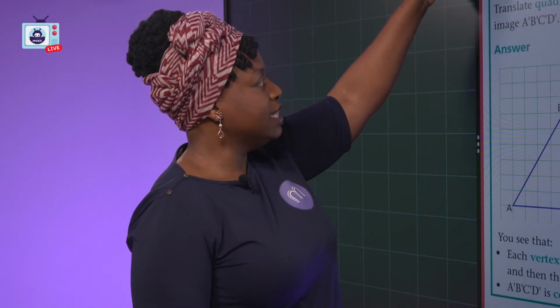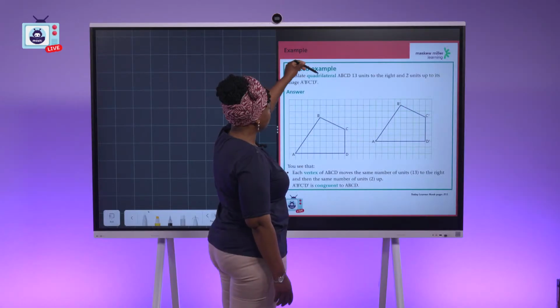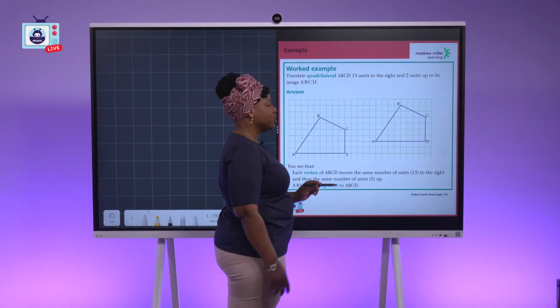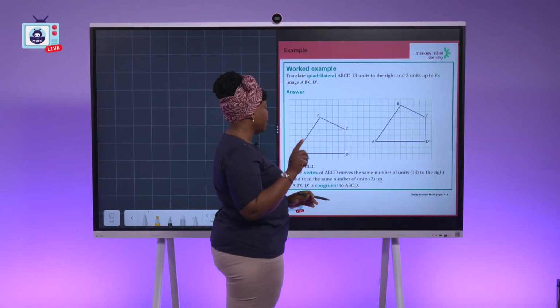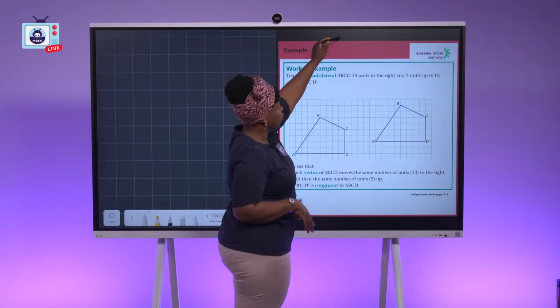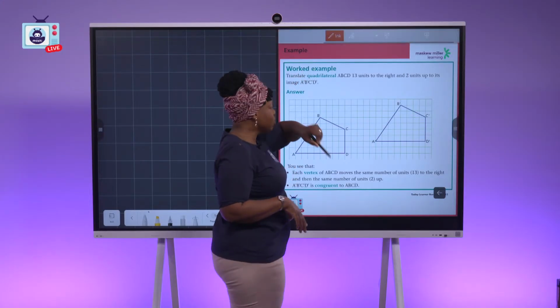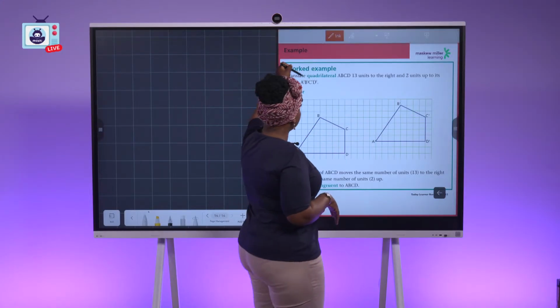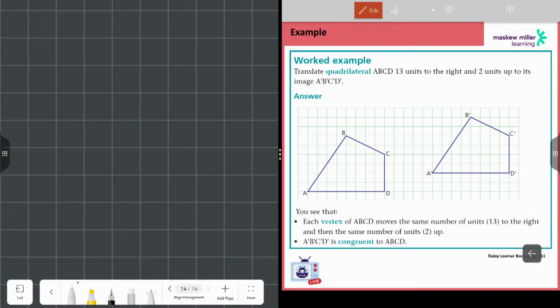Okay, so let's see here. The example says translate quadrilateral. Remember, quadrilateral just means four-sided figure. So any figure with four sides, we call it quadrilateral. Just remember that. So if we translate quadrilateral A, B, C, D, 13 units to the right and 2 units up, right, to the image that we have there.